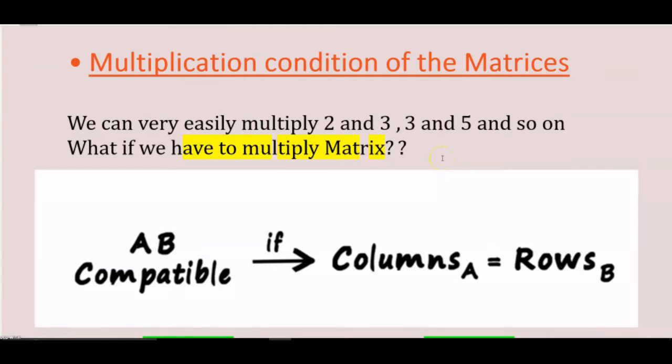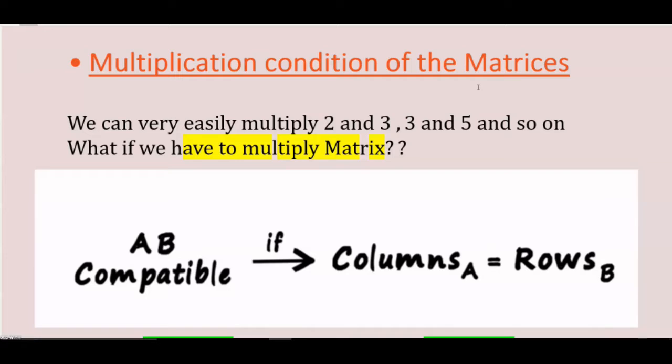Let's discuss compatibility. What do you mean by compatible? As I have written here, it is the multiplication condition of matrices. You can multiply numbers very easily, like 2 into 3 is 6, 3 into 5 is 15, 4 into 2 is 8. So we know how to multiply numbers. But the question is, when or how can we multiply matrices?